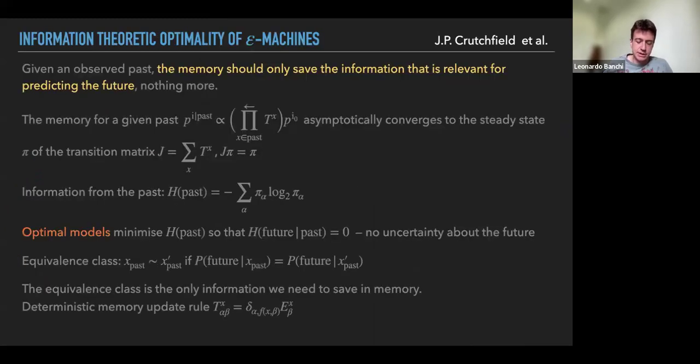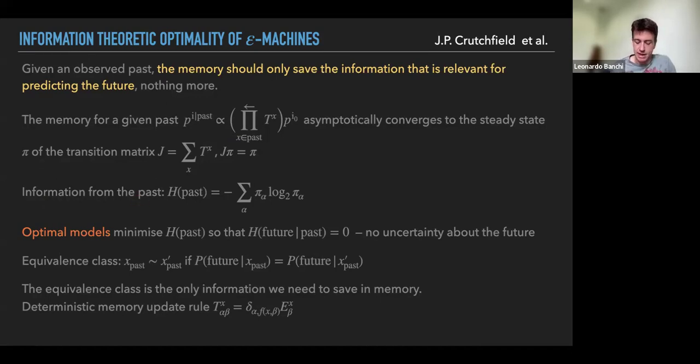These epsilon machines are information-theoretically optimal models in this sense. They have been studied quite a lot in the past 30 years or more by Crutchfield. So the idea, to the best of my understanding, is as follows. Given an observed past, the memory should only save the information that is relevant for predicting the future and nothing more. So given a past, the memory can be written in this matrix product form. And if we average over the observation, this asymptotically converges to the steady state pi of the transition matrix, where you average over the possible observations.